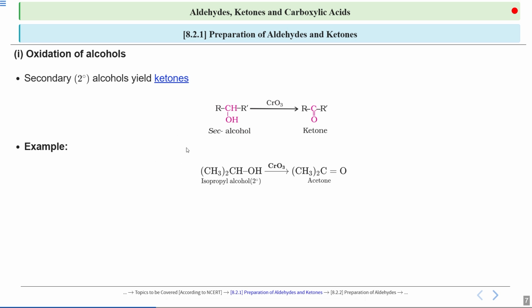And when you use an oxidizing agent like chromium trioxide, you get acetone. And acetone is a ketone. Why? Because to this carbonyl group, you have one methyl group on one side and another methyl group on the other side. So this carbon atom is further connected to two methyl groups. So this is acetone, which is a ketone. So primary alcohol gives aldehyde and secondary alcohol gives ketone.